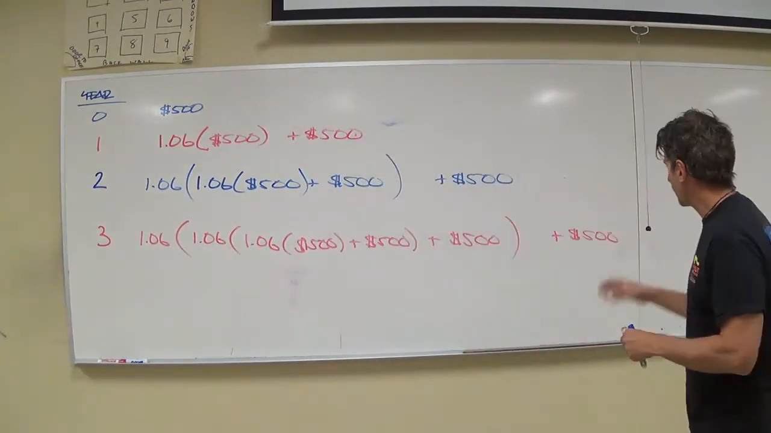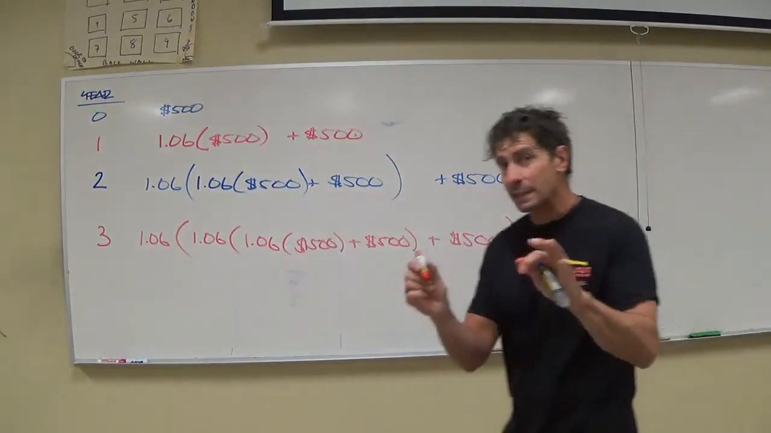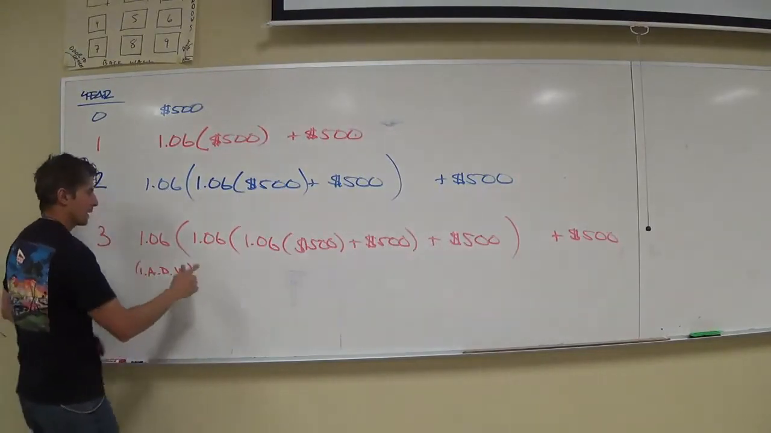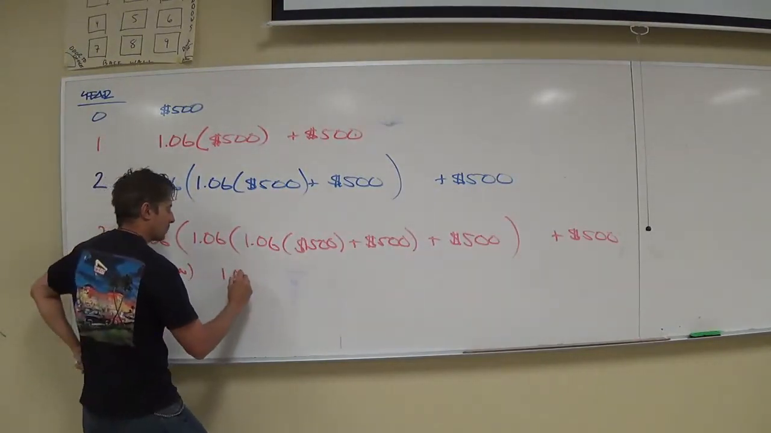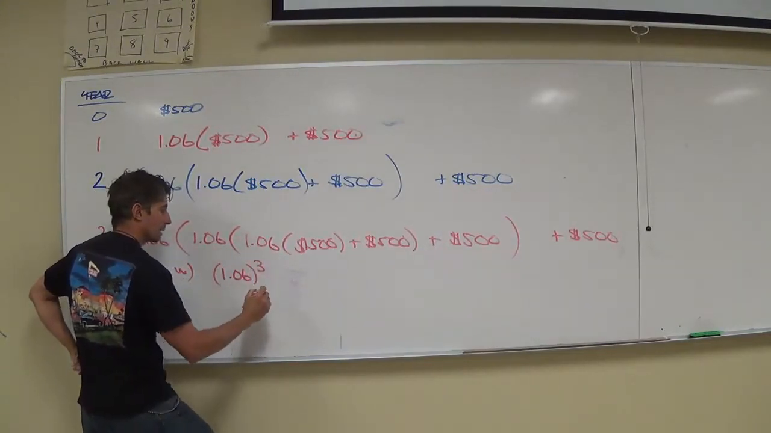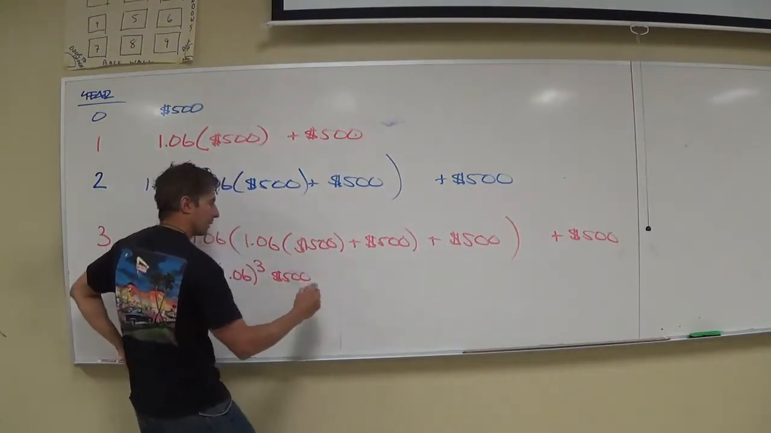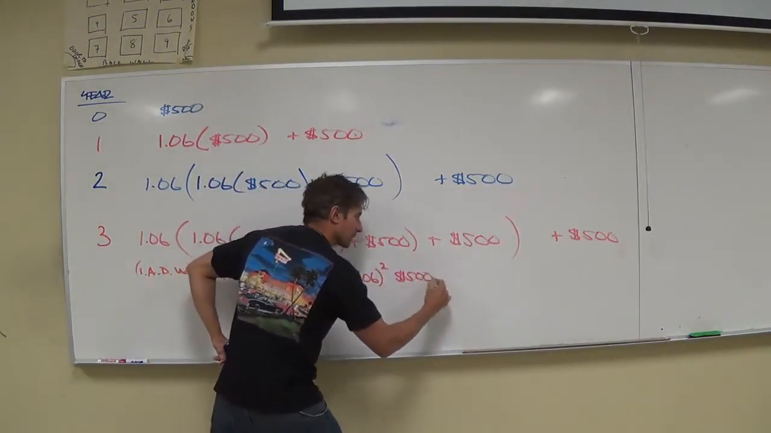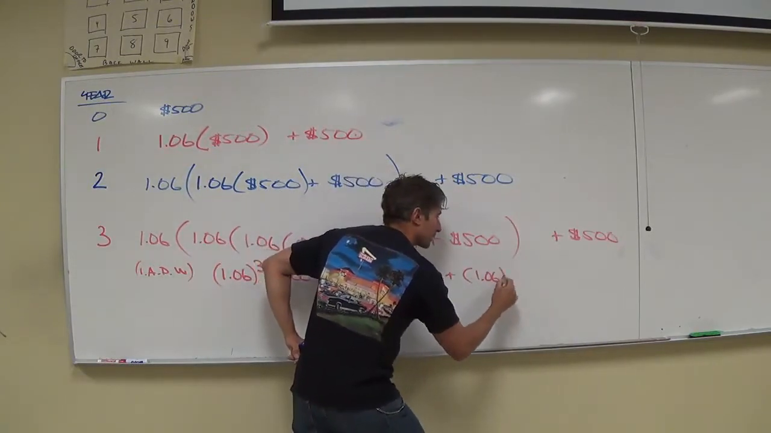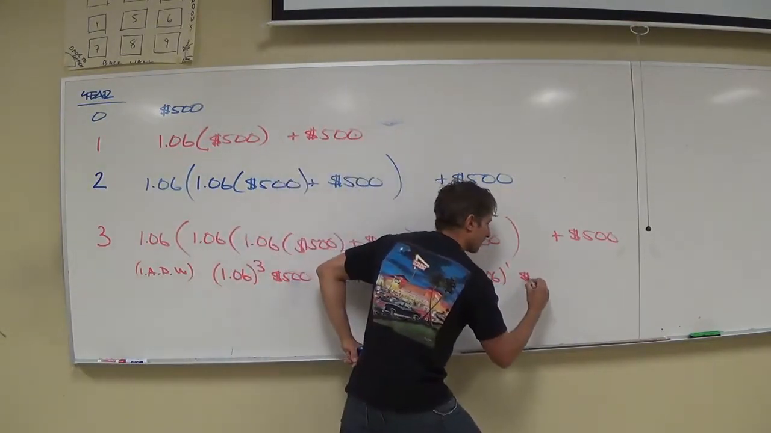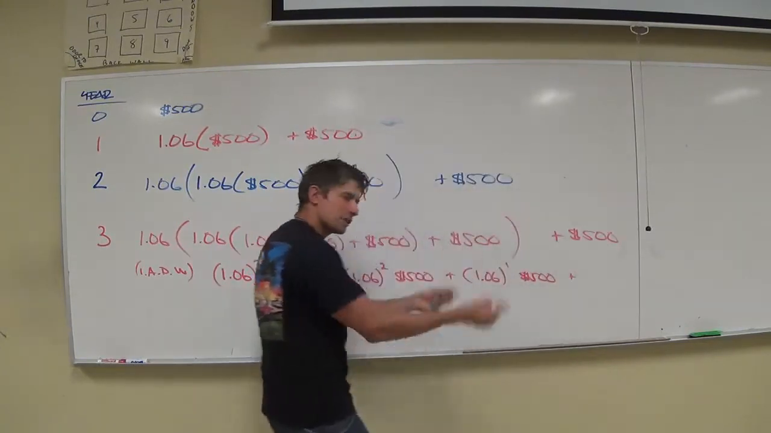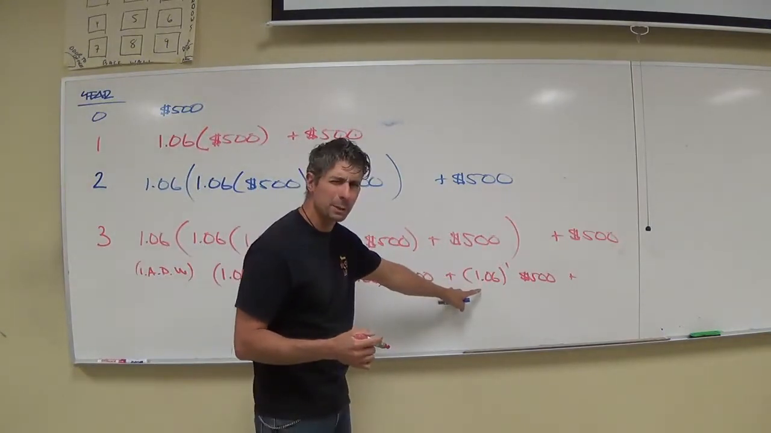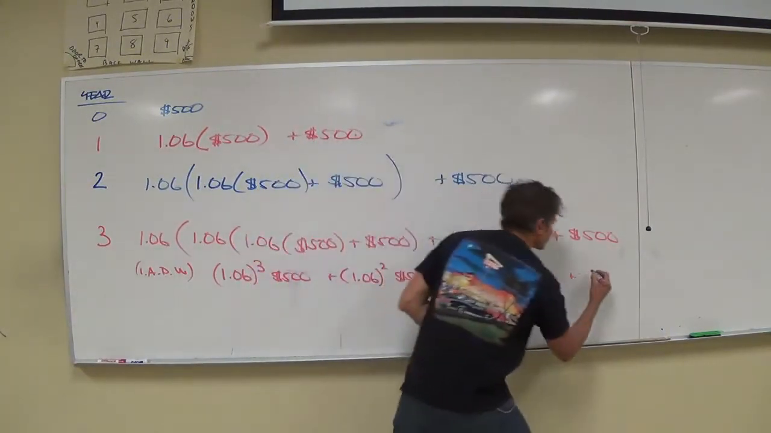So really, another way of looking at what just happened right here, I'm going to write this a different way. This can be written as 1.06 cubed times that 500 bucks plus 1.06 squared times that 500 bucks plus 1.06 to the first power times that 500 bucks plus just 500 bucks. That last 500 bucks hasn't had any of this applied to it yet. So it's just the 500 bucks.